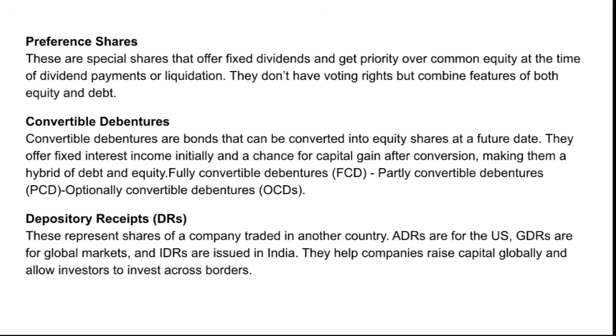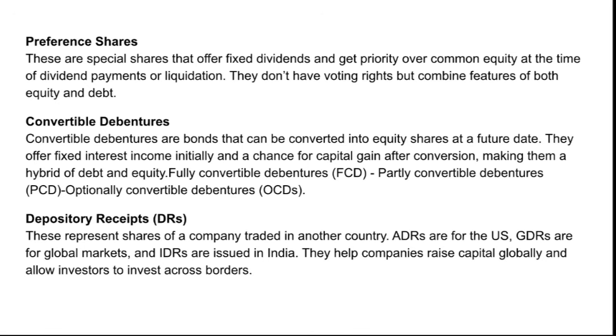Next, let's understand what are convertible debentures. Convertible debentures are bonds that can be converted into equity shares at a future date. They offer fixed interest income initially and a chance of capital gains after conversion, making them a hybrid of debt and equity. So what does that mean? Basically, it's a debt instrument. You are giving out your money and hoping that you will get a fixed interest rate every month or every year, let's say. But it comes with a future date. Say that after 5 years you have the ability to convert whatever amount has accumulated into equity, and then you become an equity holder. That is what a convertible debenture means.